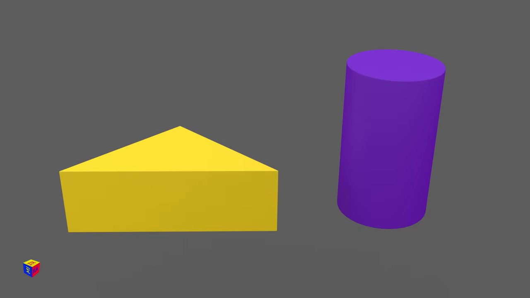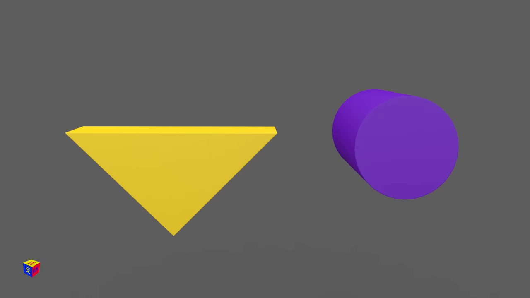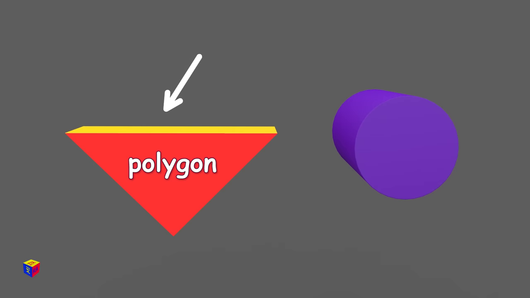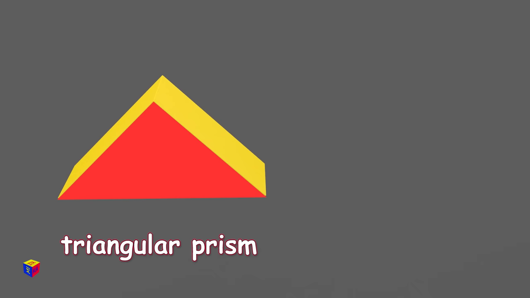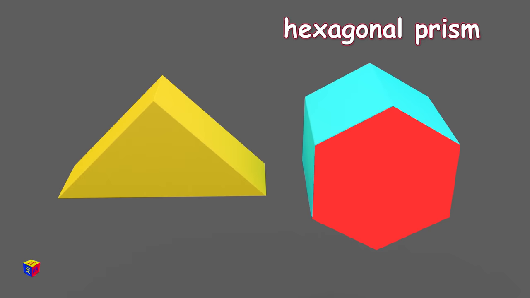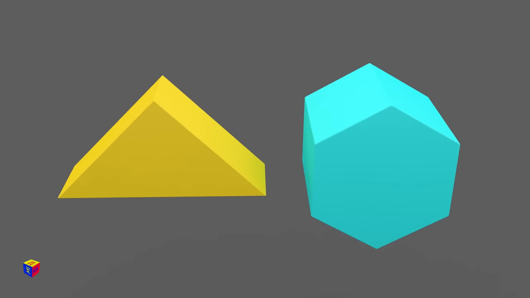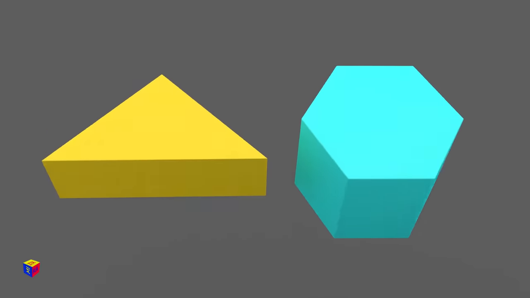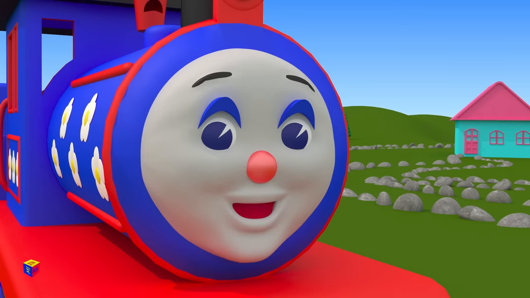Just like a cylinder, a prism has two bases. But please note that a cylinder's bases are circles, while the prism's bases are polygons. If the base of a prism is a triangle, it is called a triangular prism. A prism with a hexagon at its base is called a hexagonal prism. And so on. Well done, guys. You've learned some geometric solids. Now let's go and we'll try to look for geometric solids among familiar objects.